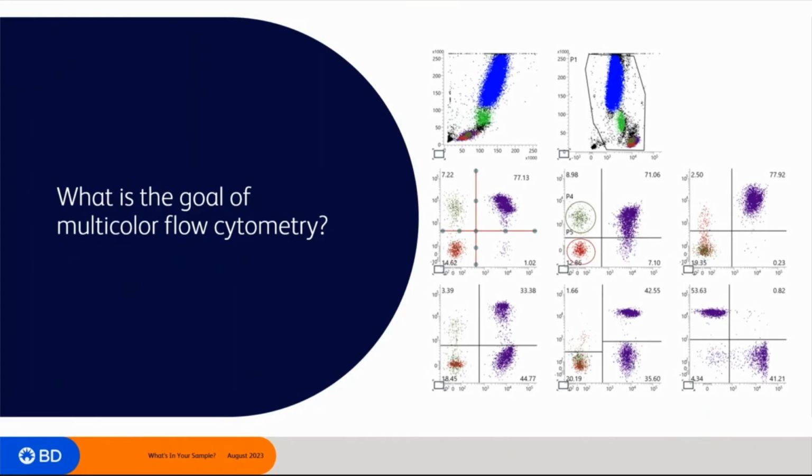For example, are they increasing or decreasing the expression of certain markers from normal? But how do you judge when something is increased or decreased? It is when you can gate on the population of interest to characterize it. And when you can recognize a change in expression, sometimes a subtle change from brighter to dimmer can make a big difference in overall immunophenotypes of cells of interest. So let's get back to our question. What is the goal of multicolor flow cytometry? It is the ability to gate on the cells of interest.